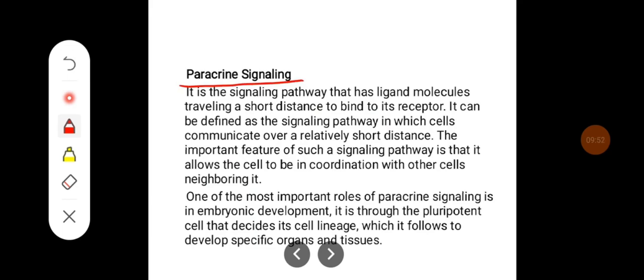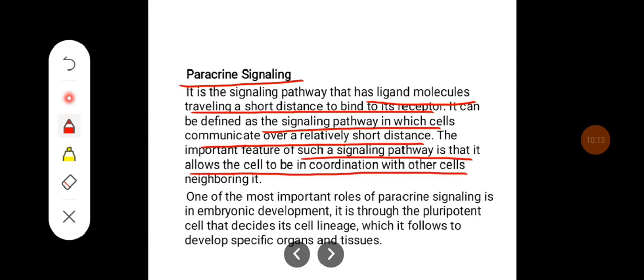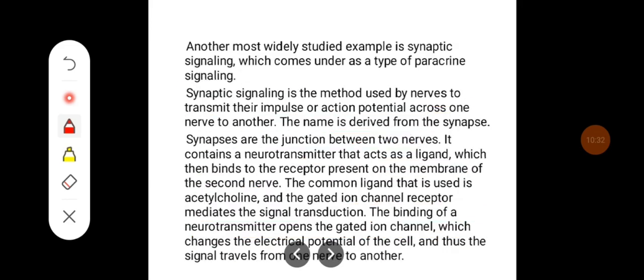Paracrine signaling. It is the signaling pathway that has ligand molecules traveling a short distance to bind to its receptor. It can be defined as a signaling pathway in which cells communicate over a relatively short distance. The important feature of this signaling pathway is that it allows the cell to be in coordination with other neighboring cells. One of the most important roles of paracrine signaling is in embryonic development. It is through this that the pluripotent cell decides its cell lineage, which it follows to develop specific organs and tissues.